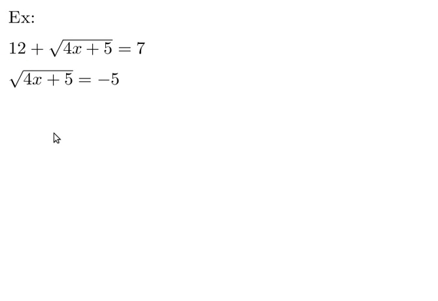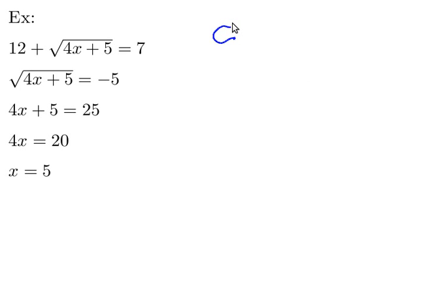And then we will square both sides of the equation, and we'll get 4x plus 5 is equal to 25, because negative 5 squared is going to give you 25. And then 4x equals 20. So 4x equals 20. And then we divide both sides by 4, and we'll get that x equals 5. So now let's check the answer. I'm going to do it over here.